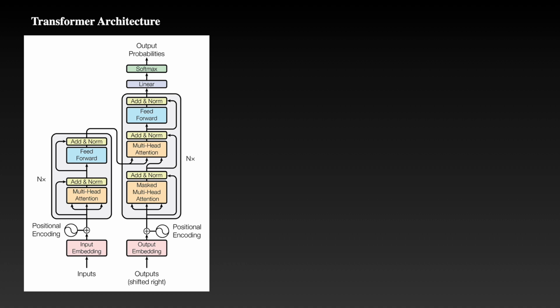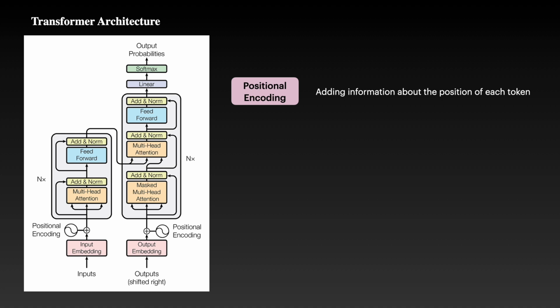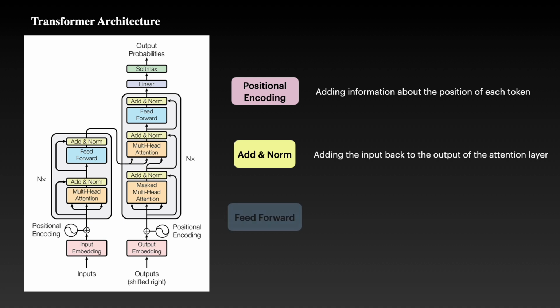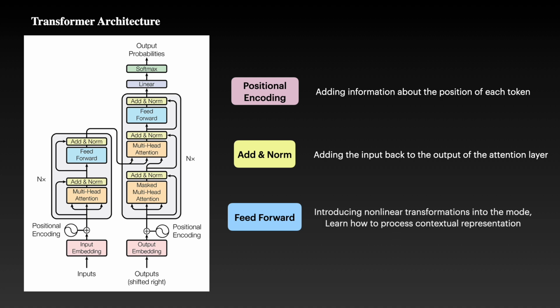This is the overall transformer architecture. Pretty complex, right? Besides the core self-attention head, it also has other components, such as positional encoding for adding information about the position of each token, add and norm layers for adding the input back to the output of the attention layer, and feed-forward network, FFN, which are small multi-layer perceptrons applied independently to each token. FFN introduces nonlinear transformations into the model. Think of attention as learning what to look at, and the FFN as learning how to process what it saw.